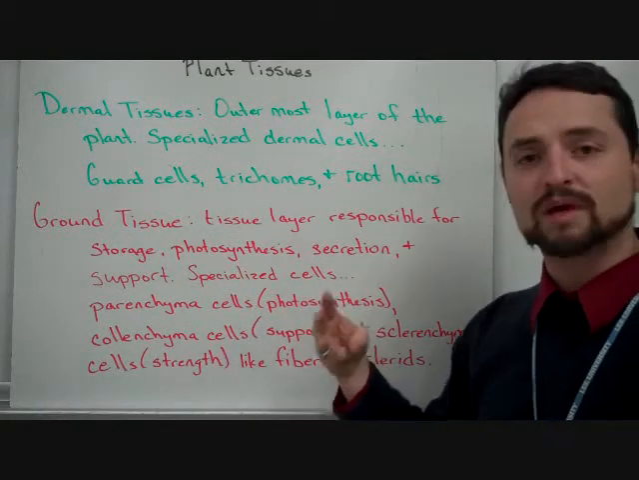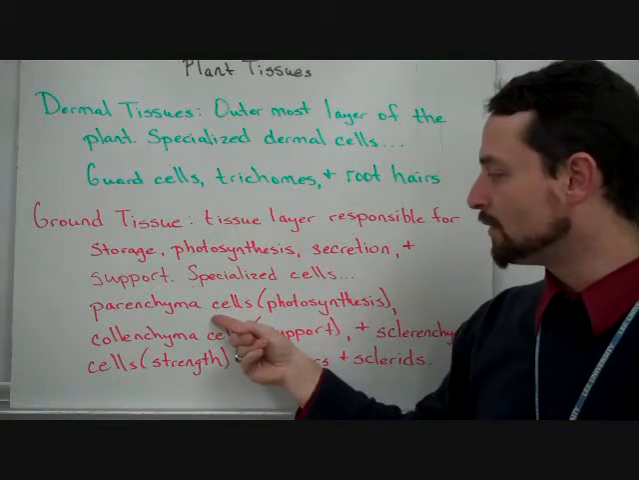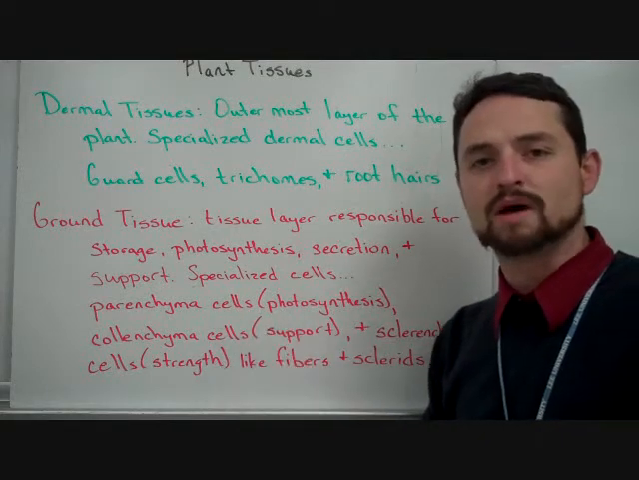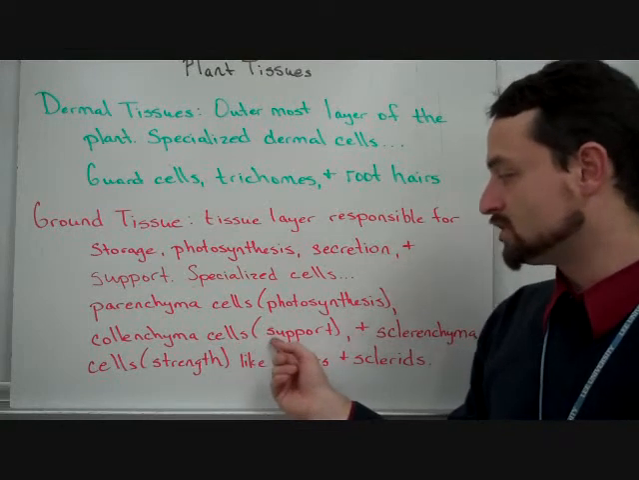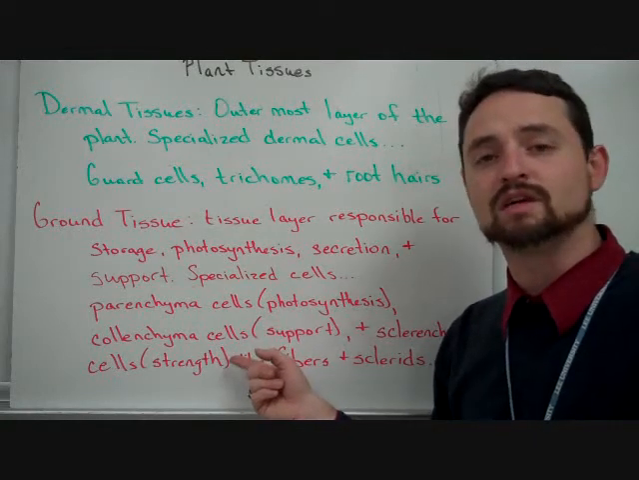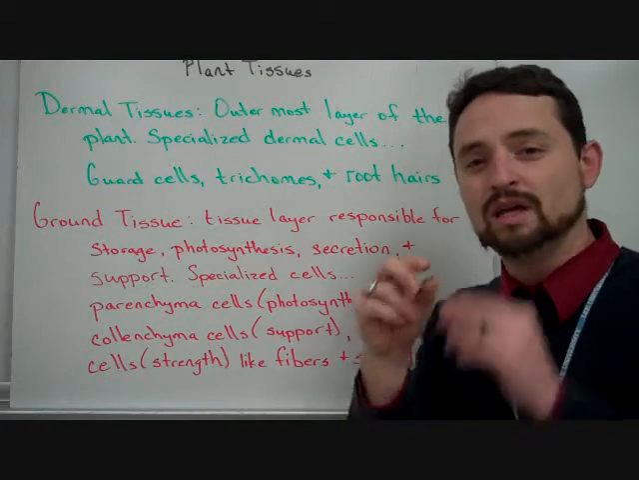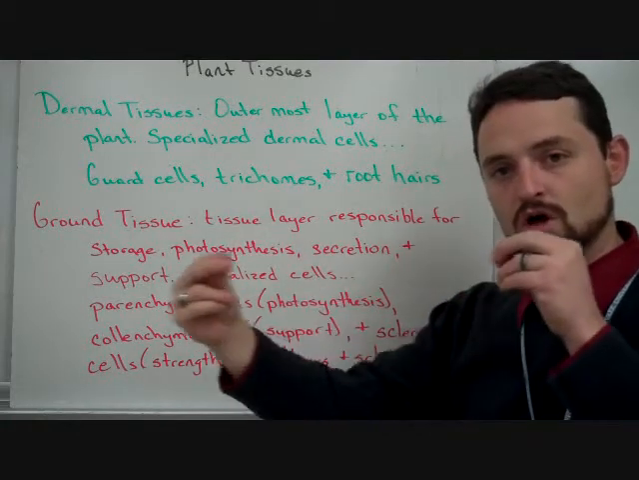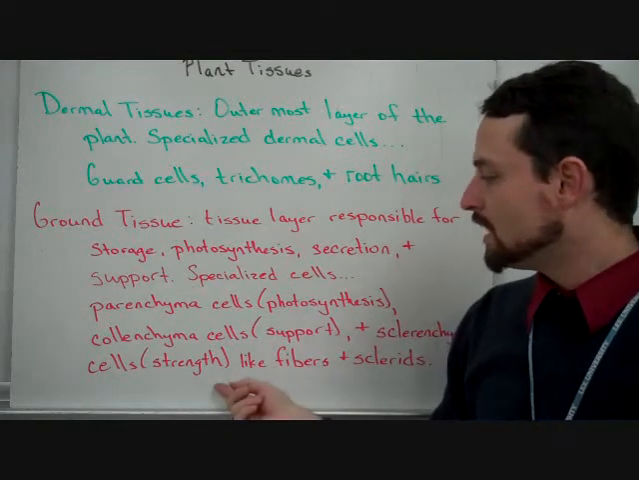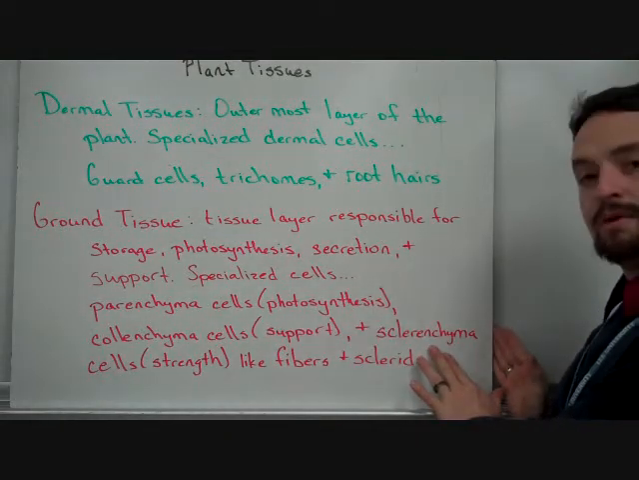There's 3 different specialized cells we talk about. The parenchyma cells, these are the ones primarily responsible for photosynthesis and storage. The collenchyma cells, which are support. If you want to think about collenchyma cells, if you've ever eaten celery, the strings in celery are collenchyma cells. They're long, they provide support. And then you've got sclerenchyma cells.